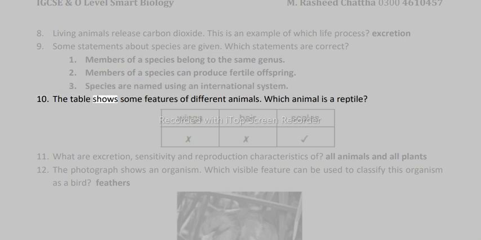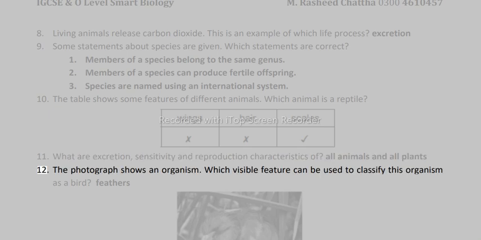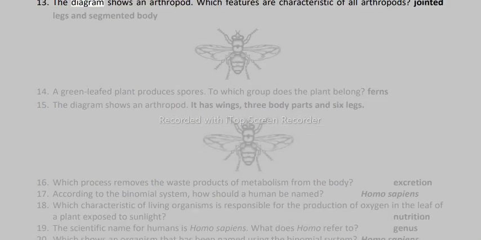10. The table shows some features of different animals. Which animal is a reptile? 11. What are excretion, sensitivity and reproduction characteristics of all animals and all plants? 12. The photograph shows an organism. Which visible feature can be used to classify this organism as a bird? Feathers. 13. The diagram shows an arthropod. Which features are characteristic of all arthropods? Jointed legs and segmented body.